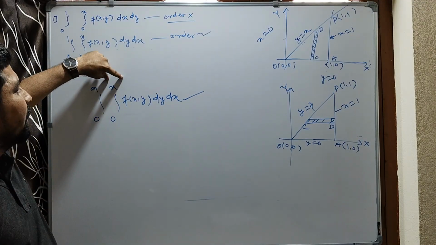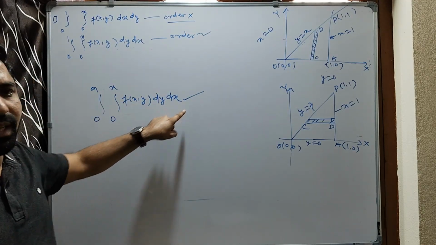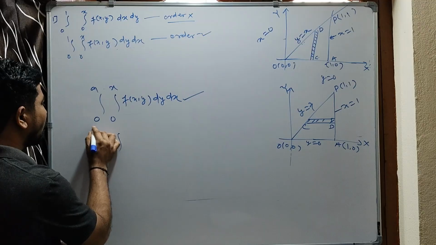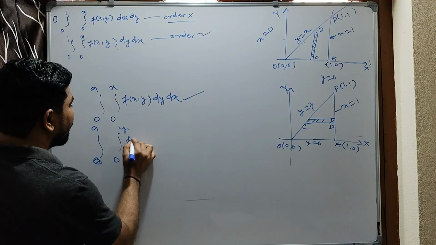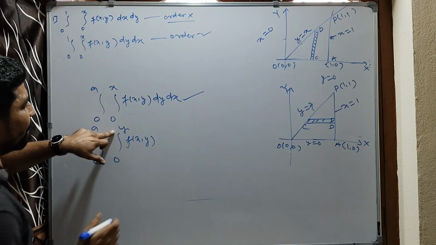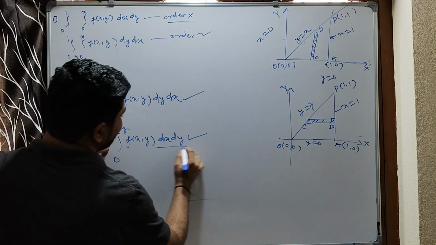Whenever the inner limit is in terms of the x variable, first integrate with respect to y and then x. Second, say 0 to a, and this is 0 to y, f of x comma y. Whenever your inner limit is in terms of the y variable, first integrate with respect to dx and then dy. This is the correct order.